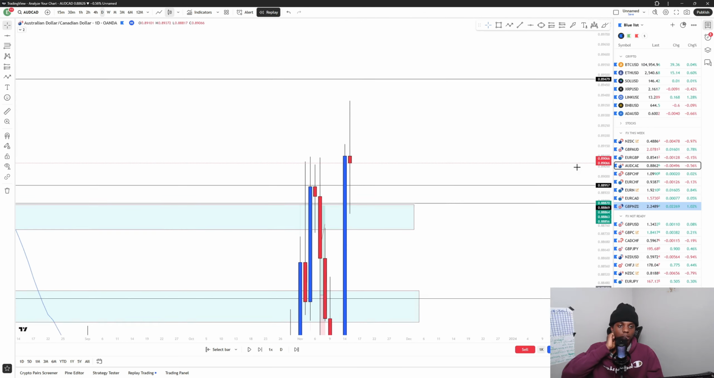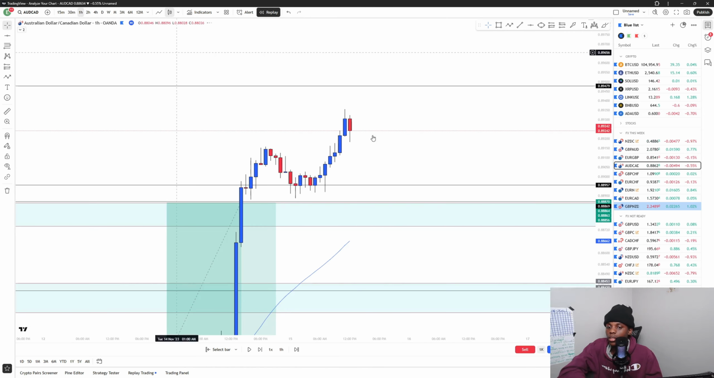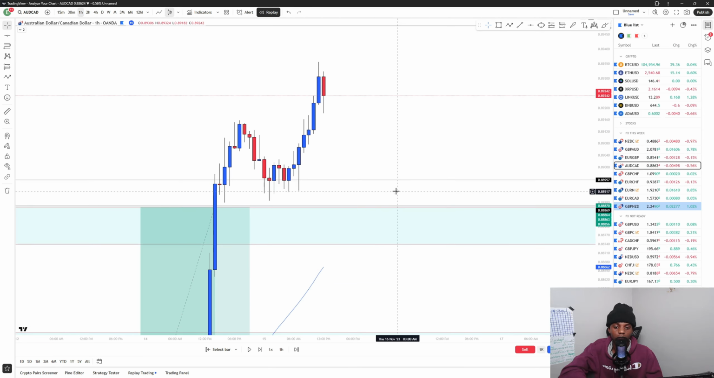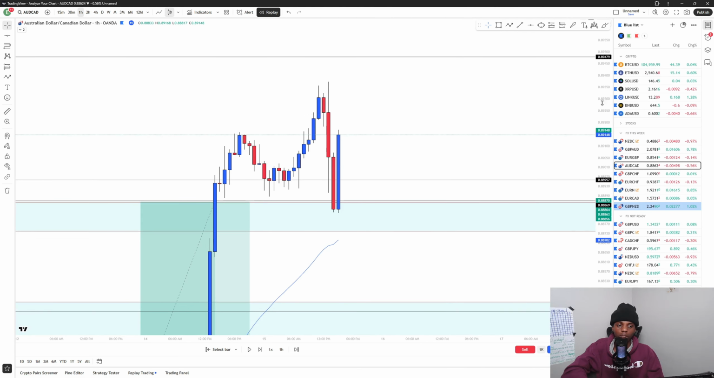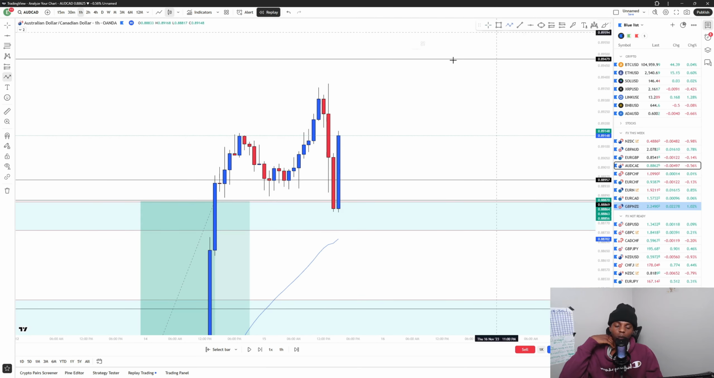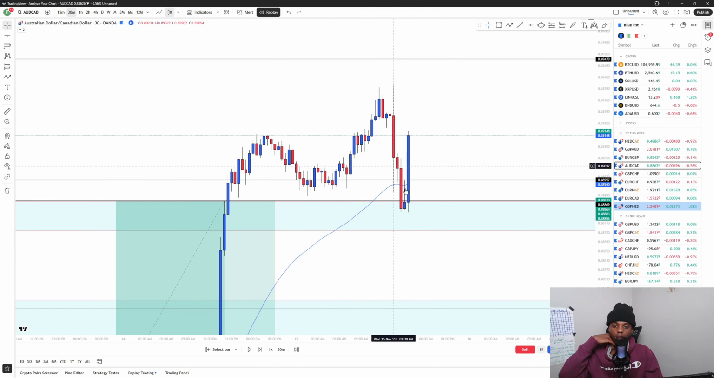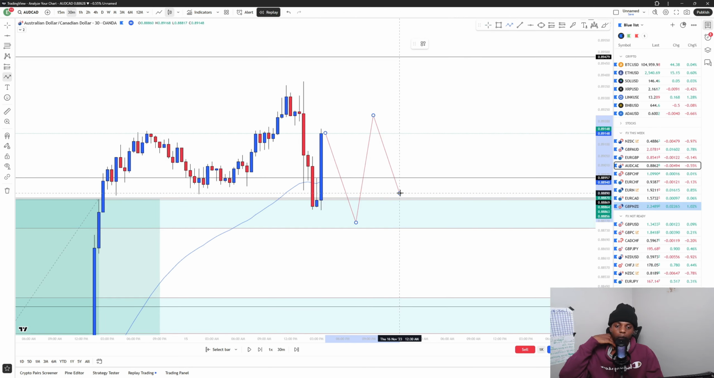But I still think that daily could make it at this area of interest. So let me just see what happens. Oh yeah, it did make it. Okay, 1 hour is now bearish. 1 hour shifted bearish to get to this area of interest. 30 minute is bearish. I need the 30 minutes to shift bullish.